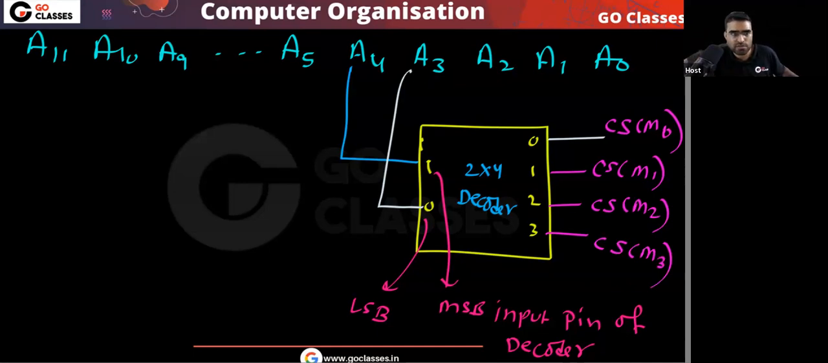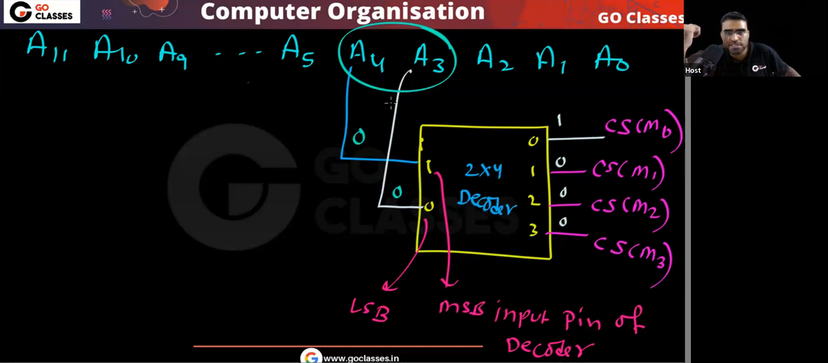Now let's see the answer. You can easily see, when these are 0, 0, what will happen? If I put A4, A3 as 0, 0, then what will happen? This is a decoder, right? So in this decoder, this output will be 1, and this will be 0, this will be 0, this will be 0. And remember, chip select is active high. This is given to you. So which memory module will be activated?